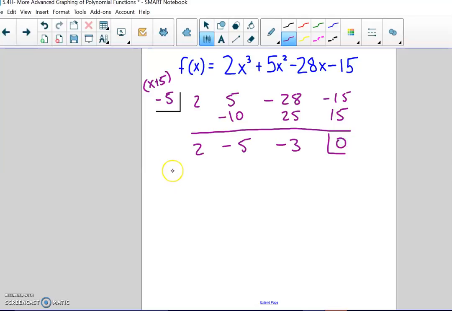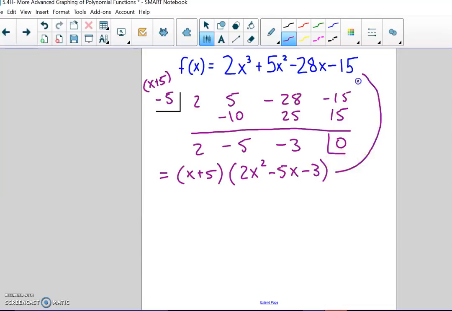Okay. Now, don't lose track of what you're doing here. What we've now figured out is that if I took x plus 5 and multiplied it by this answer, I should get exactly what I started out with, and that answer is 2x squared minus 5x minus 3. And if you wanted to check this, again, if you multiply them together, you should get exactly this. Now, at this point, we don't need to use any more synthetic division, because if we want to factor this completely, we have a quadratic that we can factor rather easily.